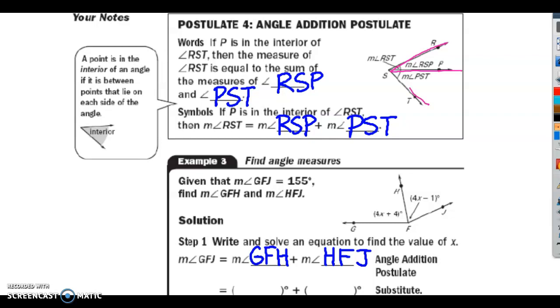Let me do that in a different color. Here, there's the second angle. When you add them together, you get the measure of the big angle, and that's it. It's the same thing as the segment addition postulate. When you add a segment plus another segment, let's say that's 5 and that's 8, you get the length for the entire segment. That's it, okay?